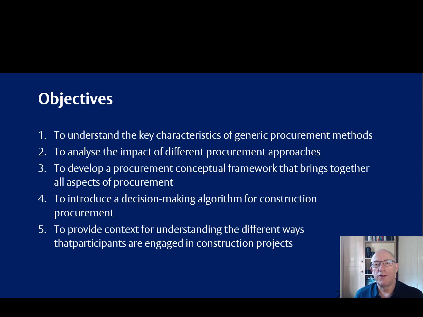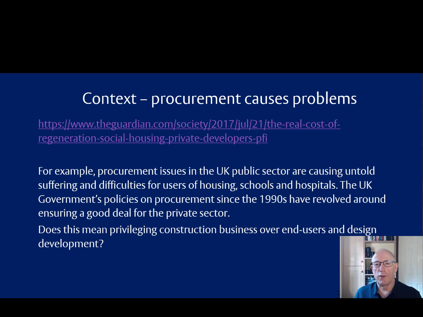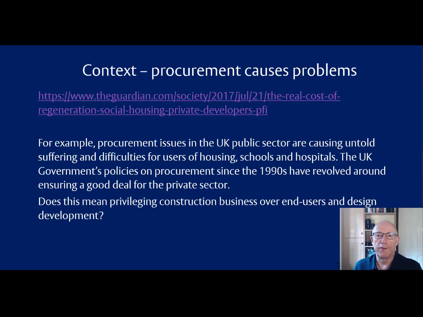Now, the reason this is important is because if we get the procurement decision wrong, it can cause immense problems. There's a link here that I'll put in the notes below to an article in a British newspaper about how a housing development project in London was organised in such a way as to lead the people being housed to feel marginalised and pushed out. We've seen this in lots of different public sector procurement in the UK, where there's lots of suffering and difficulties for those who use housing, schools and hospitals.